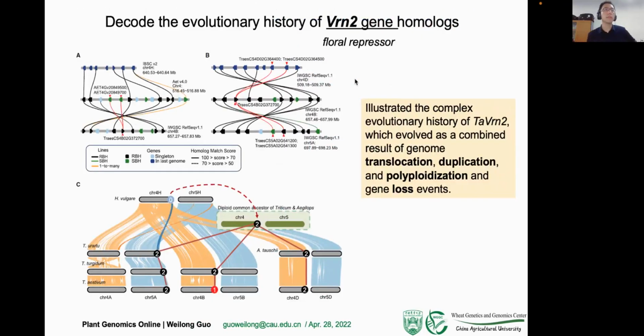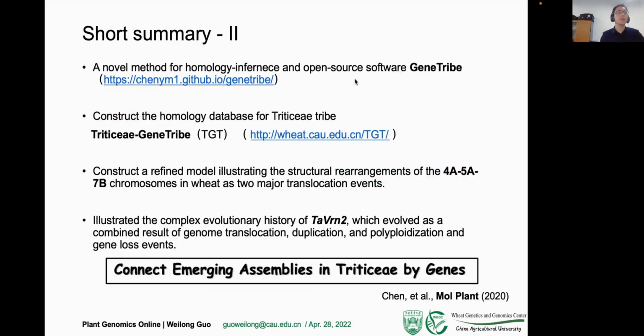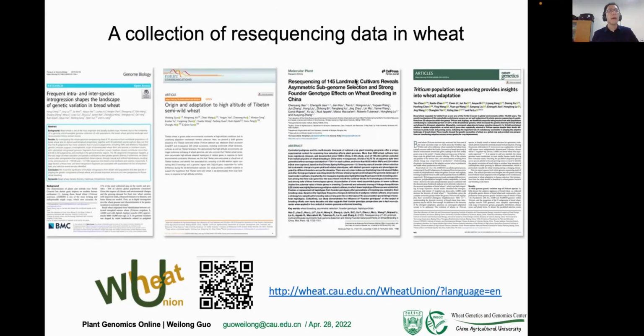We also illustrate the complex evolutionary history of the floral repressor gene, VRN2, which resulted from a combination of genome translocation, duplication, polyploidization, and gene loss events. Here is a short summary for this part: we successfully connected the emerging assemblies in Triticeae by genes in a homology network. As another aspect, hundreds of wheat accessions with resequenced data were published since 2020.